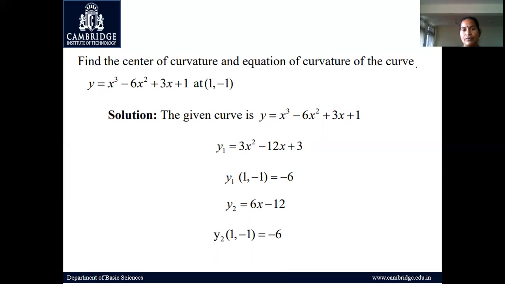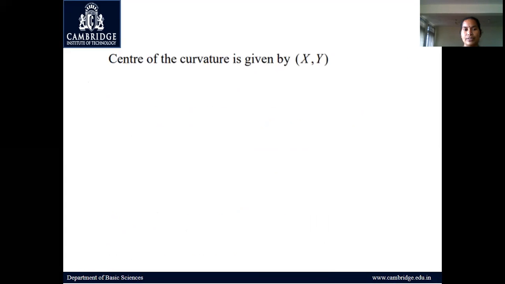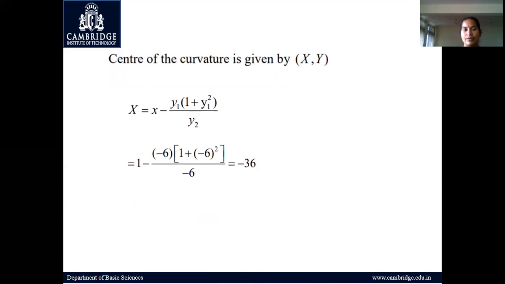Now with the help of this, first we'll identify the center of curvature. As we discussed already, the formula for the center of curvature is capital X equal to x minus y1 into (1 plus y1 square) by y2. We have taken the value of y1 as minus 6 as well as y2 as minus 6. Substituting for the given point, the x value is 1. So here X is equal to 1 minus of, what is the y1 value?